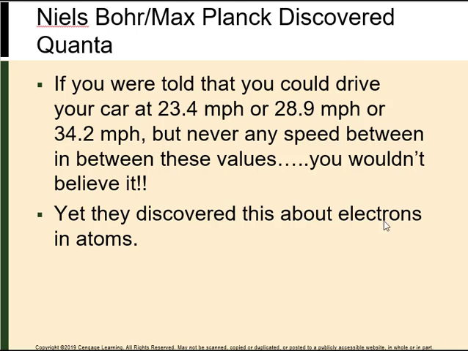If you were told that you could drive your car at 23.4 miles per hour, or 28.9 miles per hour, or 34.2 miles per hour, but never any speed in between these values, you wouldn't believe it. You wouldn't be able to, would you? It sure would be interesting. Yet they discovered this about electrons in atoms.